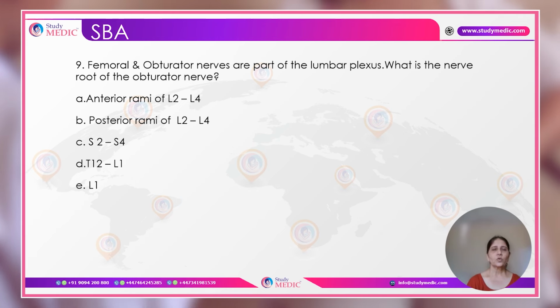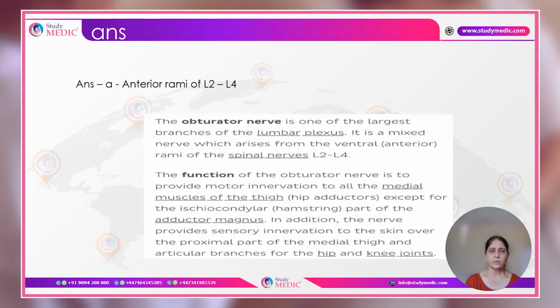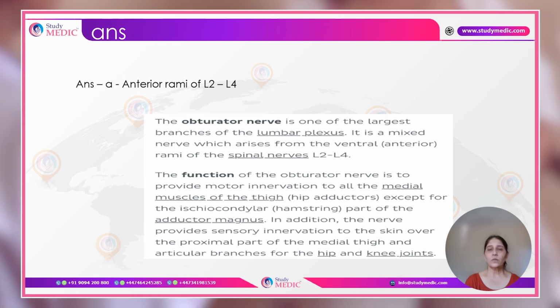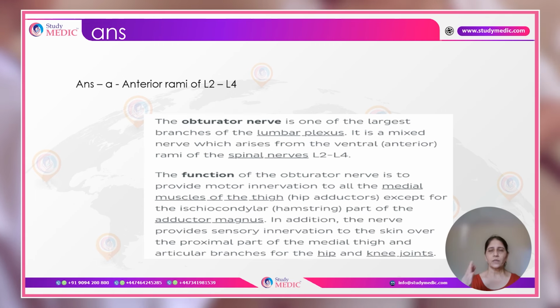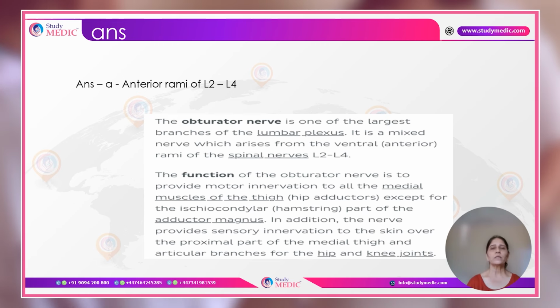So obturator is formed from the anterior rami of L2 to L4 spinal segments, and the femoral comes from the posterior rami of L2, L3 and L4. Another important difference is where they emerge from the borders of the psoas muscle. So femoral is more lateral. It emerges from the lateral border of the psoas muscle, whereas obturator emerges on the medial boundary of the psoas muscle.